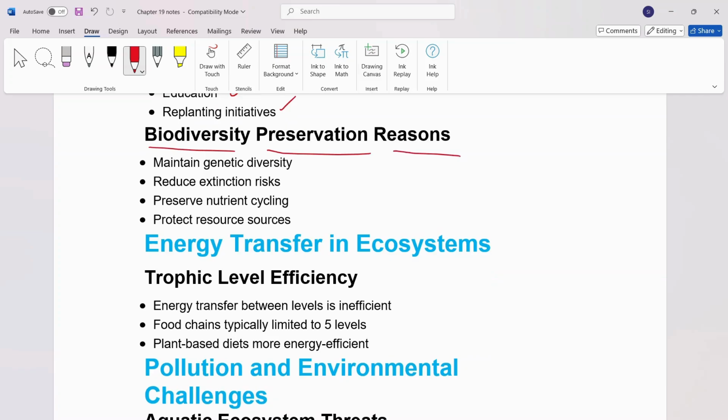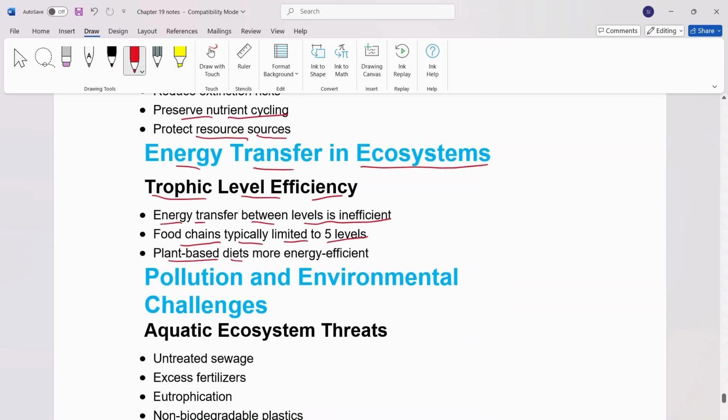Now let's talk about biodiversity preservation reasons. Why do we want to preserve it? To maintain genetic diversity, to preserve nutrient cycling, to protect resource sources. Energy transfers in ecosystems, trophic level efficiency includes: energy transfer between levels is inefficient. Food chains typically limited to 5 levels. Plant-based diets more energy efficient.